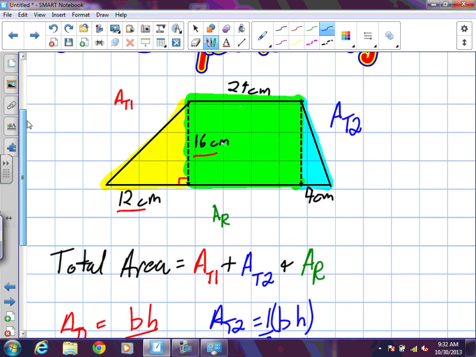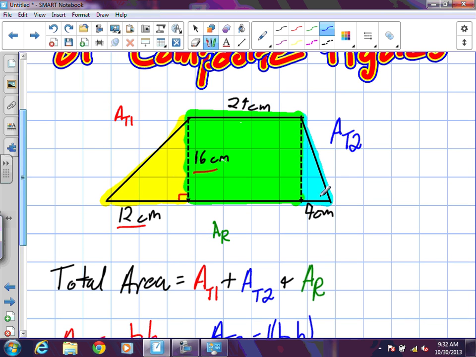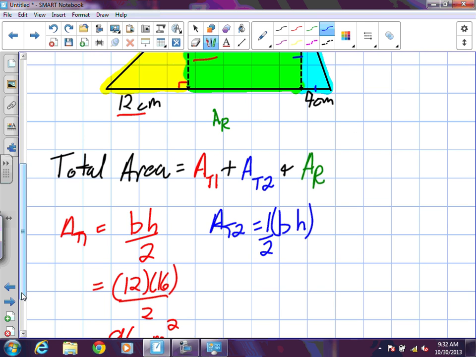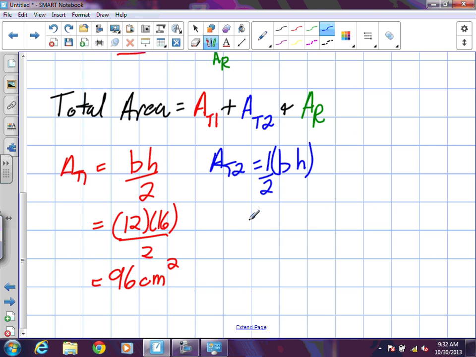So, what's the base of this triangle? 4. What's the height? 16. Excellent. Because these two are the same, we know this is 16, so we're going to be multiplying the numbers 4 and 16 together. So I'm going to take 1/2, multiply it by 4, and then multiply it by 16, which should be 32? Yeah. 32 centimeters squared.